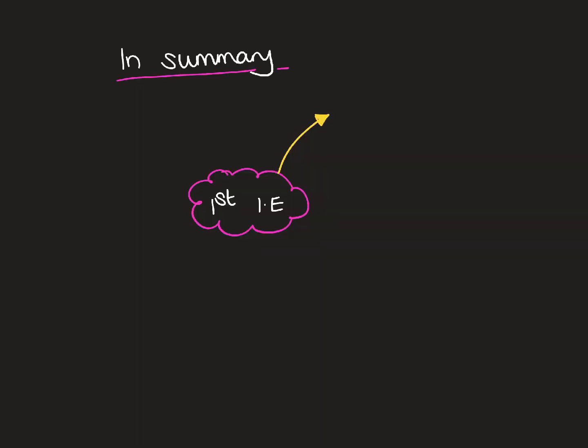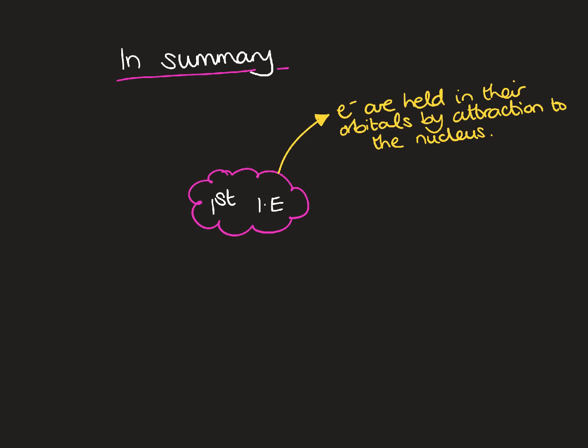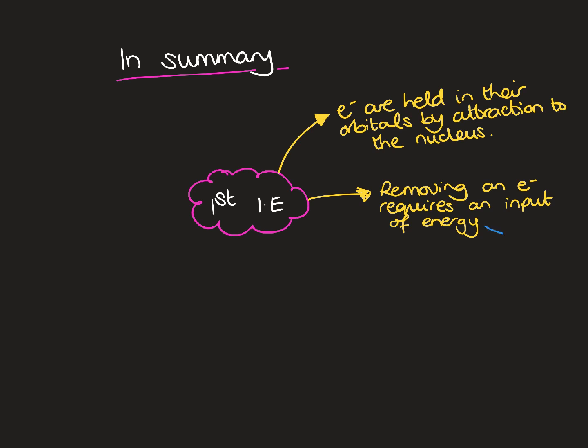So let's summarise our ideas about first ionisation energy. The first key idea is that electrons are held in their orbitals by attraction to the nucleus. Therefore, if we want to remove an electron from an atom, we're going to require an input of energy. Therefore, this process is always going to be endothermic. So that means that the enthalpy change is going to be positive.